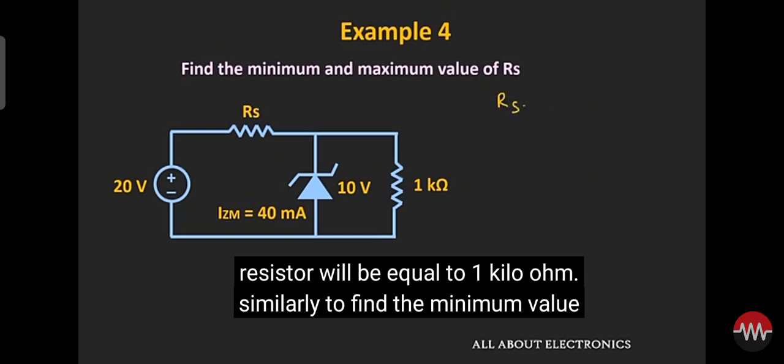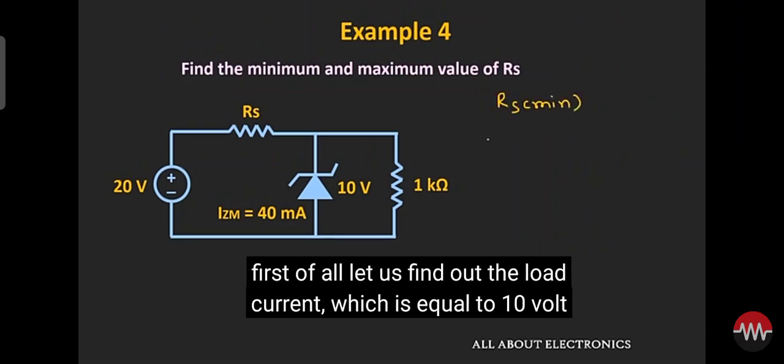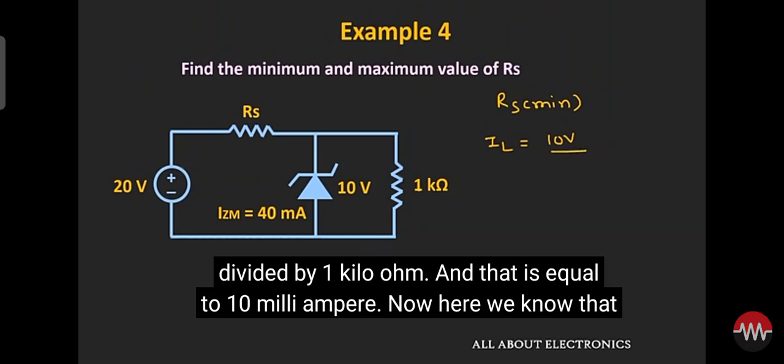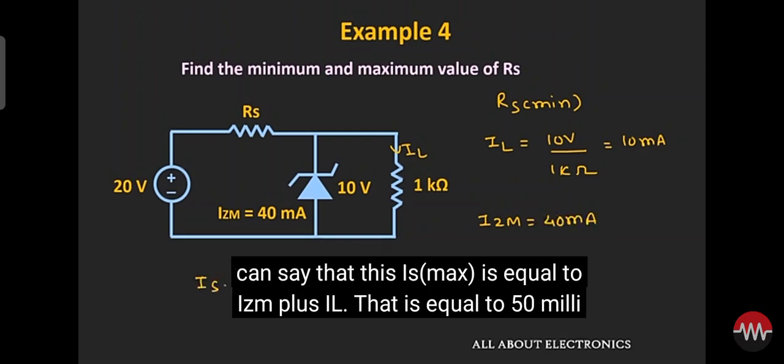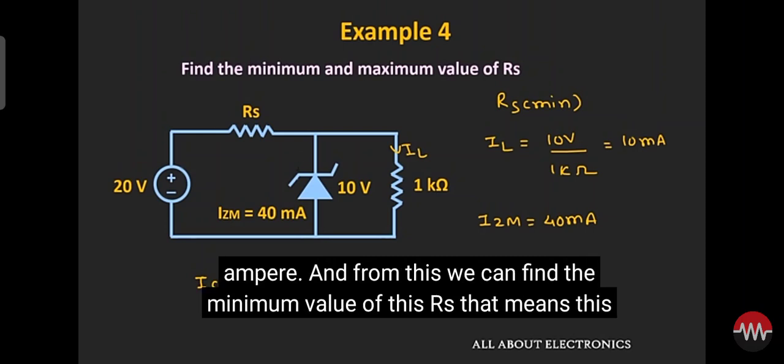Similarly, to find the minimum value, first of all let us find out the load current, which is equal to 10 volt divided by 1 kilo ohm, and that is equal to 10 milliampere. Now here we know that the maximum allowable Zener current is equal to 40 milliampere. So from this we can say that this Is max is equal to IZM plus IL, that is equal to 50 milliampere. And from this we can find the minimum value of this Rs.